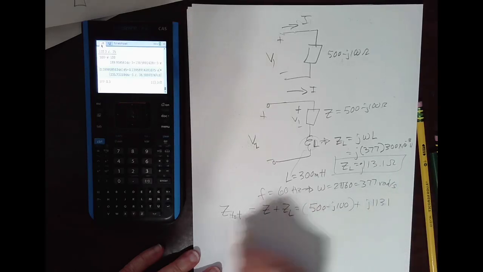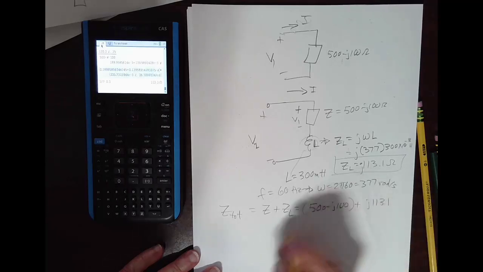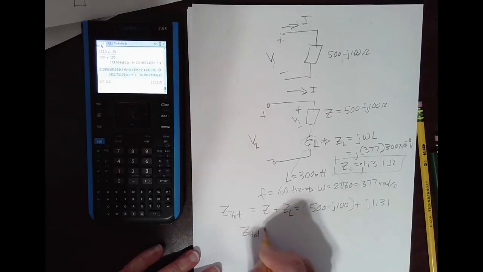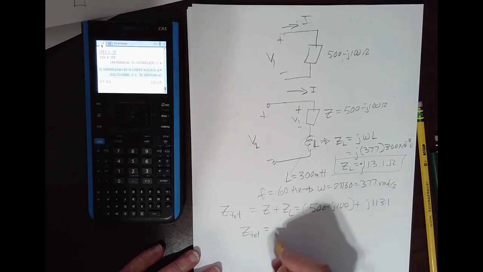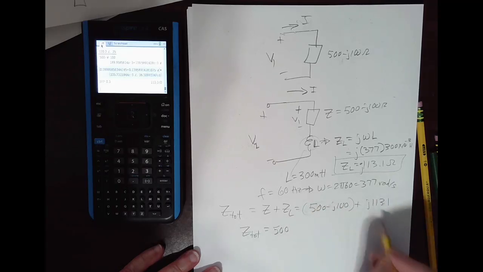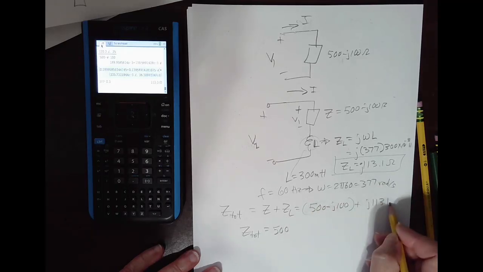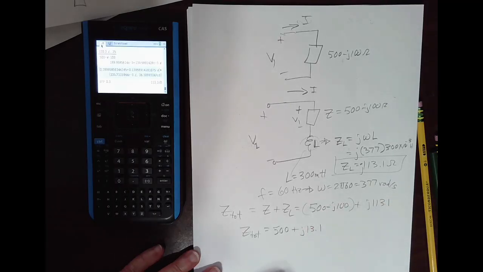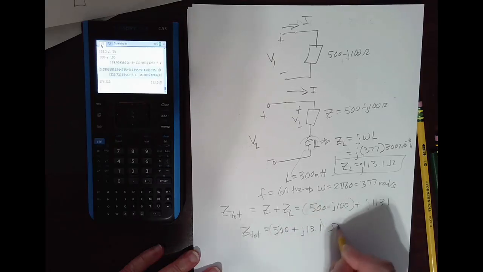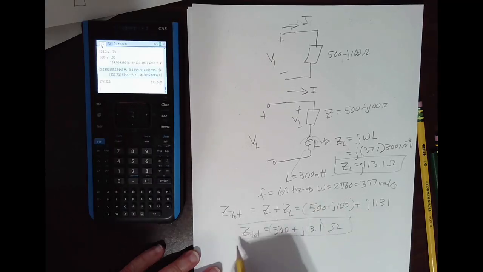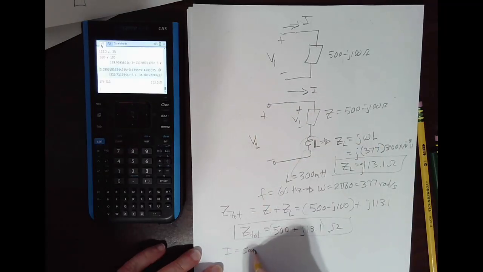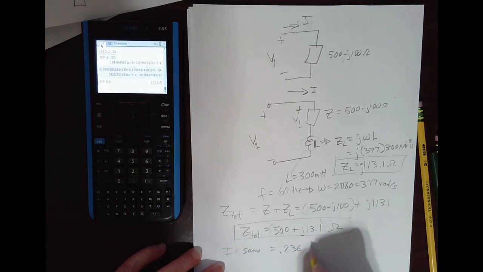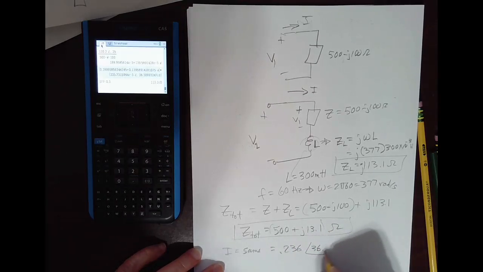Adding complex numbers, it's good to have them in rectangular, which they are. So Z total: the real part's the same because the inductor has no real part, but we got 113.1 minus 100, so it's going to be 500 plus j13.1 ohms. And if we say we have the same current, I equals the same, which was 0.236, angle 36.3 degrees.